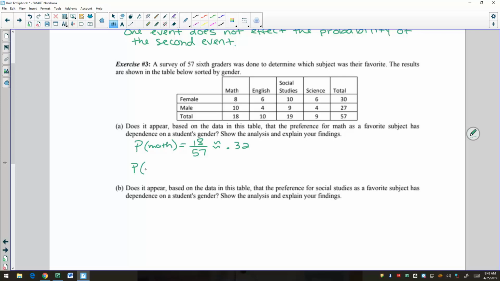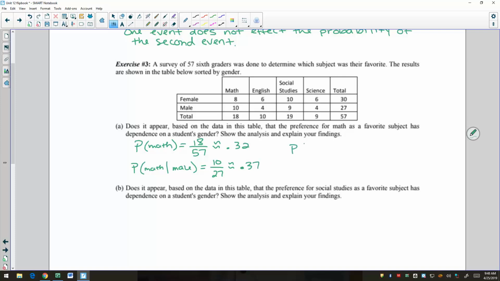We're going to find the probability that the student likes math given that it was a male, and we'll do males first. This means we are only looking at the males. There were 10 boys out of 27 total that liked math, and that is approximately 0.37. So right there, they are not the same. So we know it's dependent, not independent.